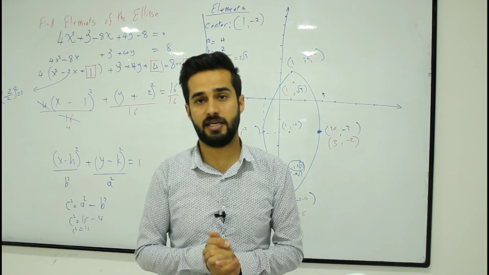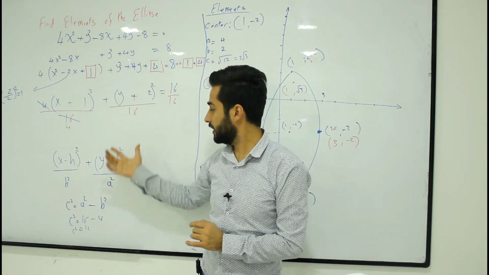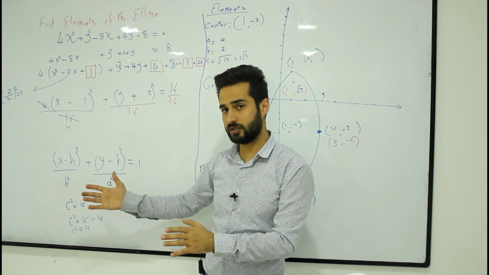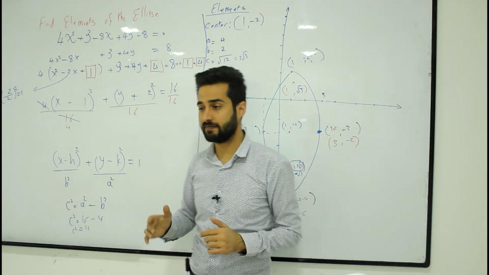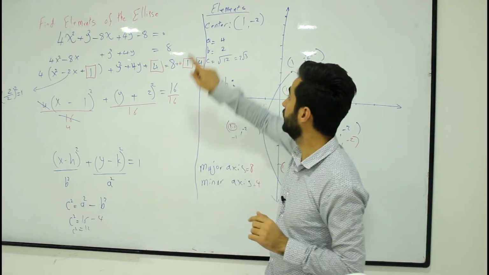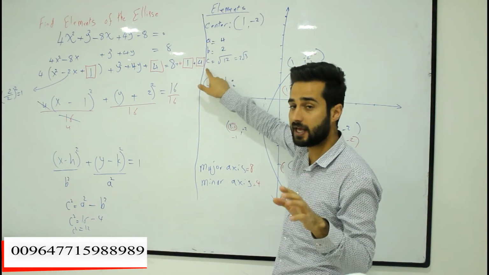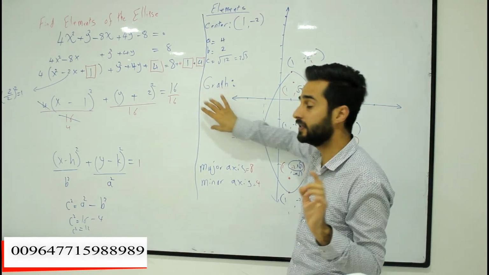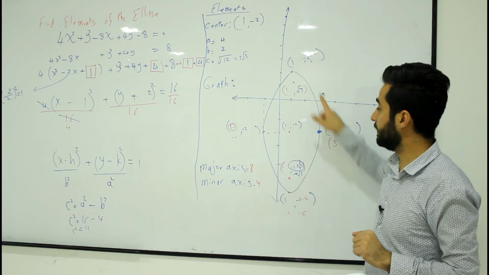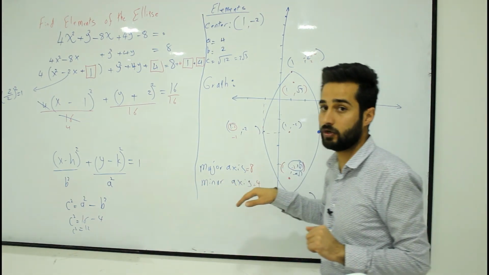The main idea is write the example, change to the rule, and decide if the rule is horizontal or vertical. After this, find the elements one by one, after each other. The first one is center, the second one is A, B, and C, and then graph. After graph, the vertices, the secondary vertices, foci. After those, major axis and minor axis.